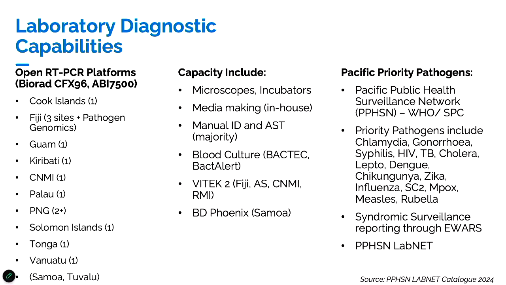So the capacities for microbiology itself include basic microbiology instruments like microscopes, incubators, in-house media making capability, use of human blood to make that media, and manual identification and AST testing for the majority of the sites. Most of them now do have blood culture machines, which is fantastic. There are others that also have Vitek too, and BD Phoenix, so Fiji, American Samoa, CNMI, and the Marshall Islands, and Samoa have the BD Phoenix as well for some semi-automation in that space.